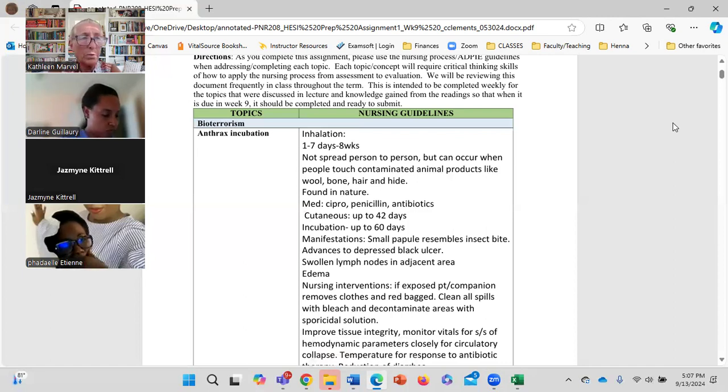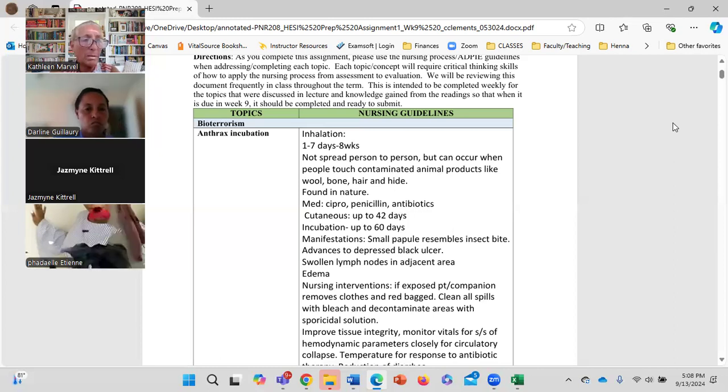Clinical judgment means that you're taking care of a client and you're using your knowledge to put it into practice. So if you have researched what anthrax is, all the way from assessment to evaluation, what might you look for in an assessment of a potential anthrax exposure? What are you looking for?